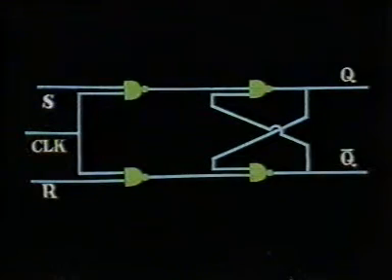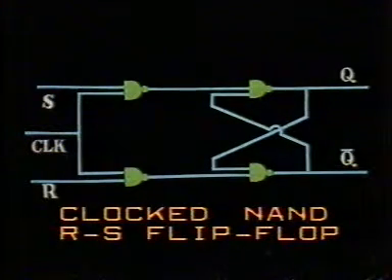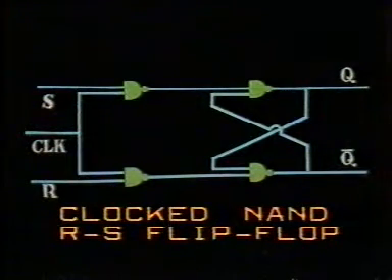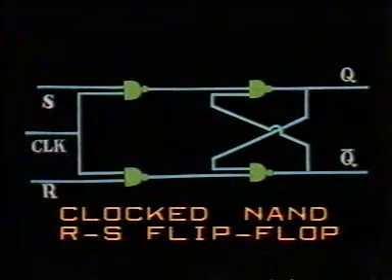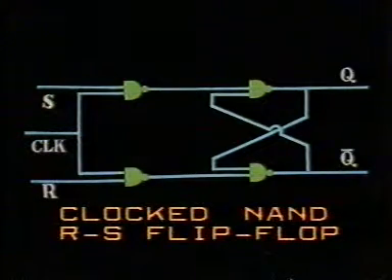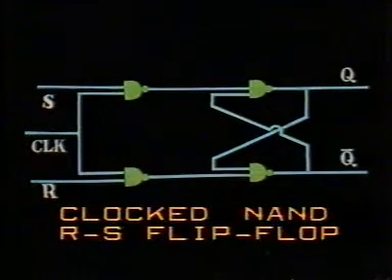This is a clocked NAND RS flip-flop. It has an additional input, the clock input. The signals of this flip-flop with respect to time are shown in the timing diagram.